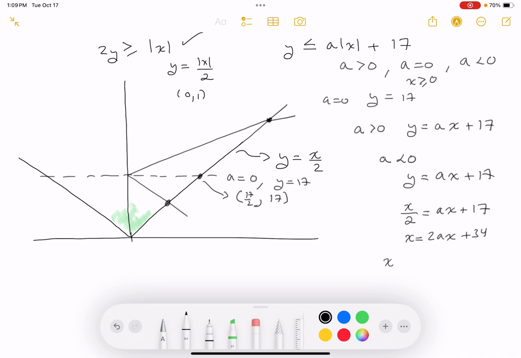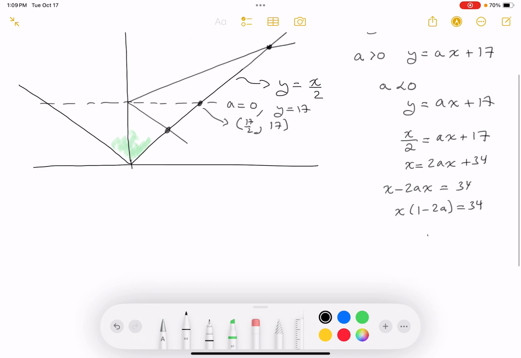And then I'd get x minus 2ax equals 34. Factor an x out, and what do you get there? Let's see, you would get 1 minus 2a equals 34. And then you're going to get x equals 34 over 1 minus 2a. Again, I hope I didn't go too fast with that. But again, you can always pause the tape and think about that.